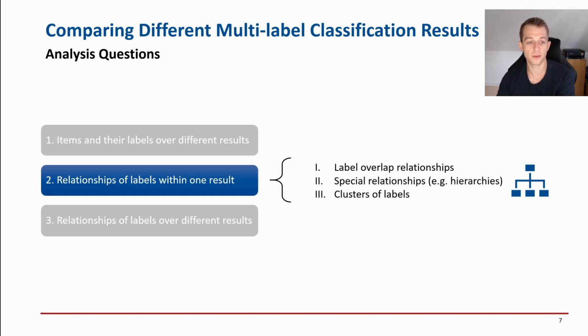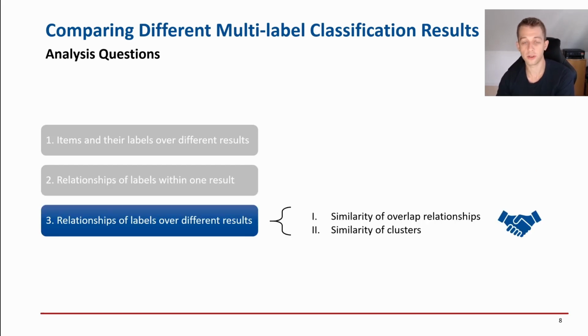Next are the questions concerning the relationships of labels within one result. We are interested in the label overlap relationships that are drawn or shown by the links as we discussed earlier. We're also interested in special relationships that form between the labels, especially subset relationships or hierarchies. Lastly, we're also interested if there are clusters within one multi-label classification result. So are there labels that are only connected with other labels within the cluster, but not, or very rarely, connected with labels outside this cluster?